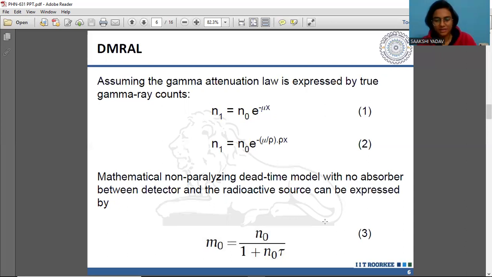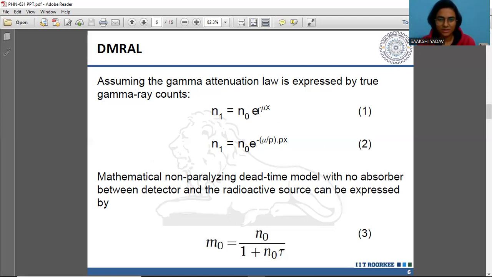In this study, a new method to determine dead time for gamma ray measurement systems is introduced using gamma ray attenuation law and generalized dead time correction models. So, assuming the gamma attenuation law given by intensity in the previous equation is expressed by true gamma ray counts, here n1 is the transmitted number of true gamma rays and n naught is the incident number of true gamma rays.